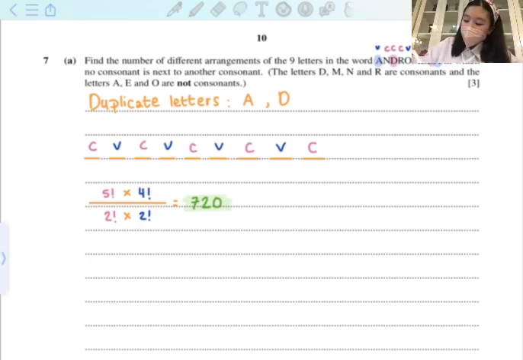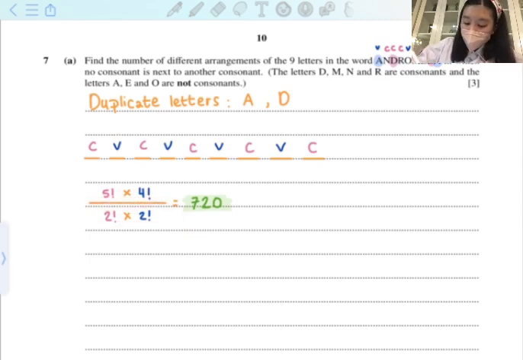So, Andromeda, you see that I've highlighted the A's and the D's. You may be wondering why. Well, that's because they are duplicate letters. We want different arrangements, and switching around the positions of the duplicate letters wouldn't really be a different arrangement because A and D are identical. So that is why we divide 5 factorial times 4 factorial by 2 factorial times 2 factorial.